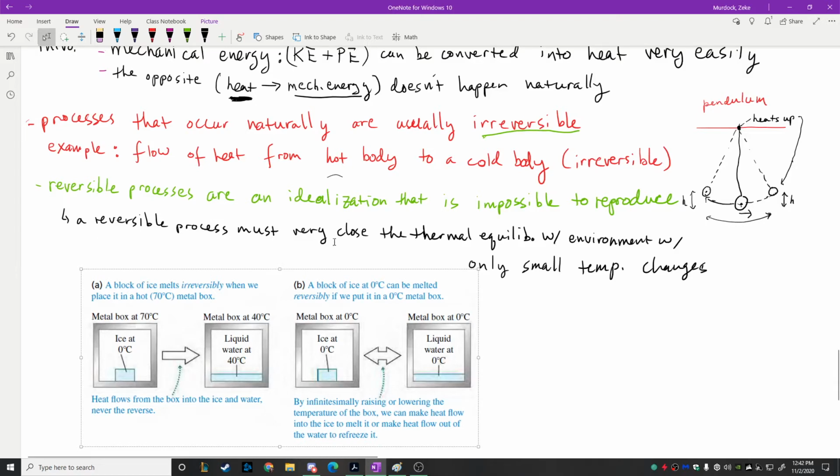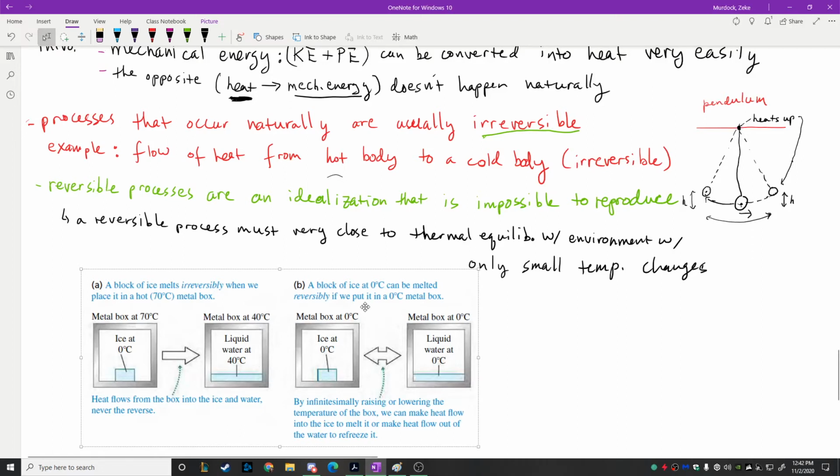A reversible process must be very close to thermal equilibrium with the environment with only small temperature changes. Does that help, Baron? Okay. Now, everyone's on board with this idea that liquid water at 40 degrees Celsius inside of a metal box that's the same temperature is never going to proceed backwards to where you're suddenly going to get ice, right? Everybody agrees with that, right?